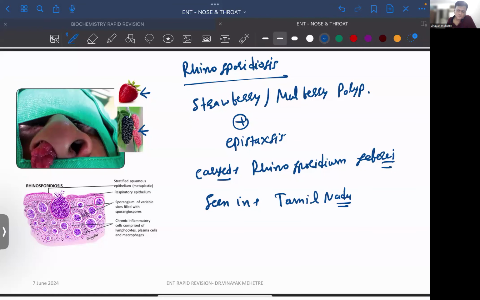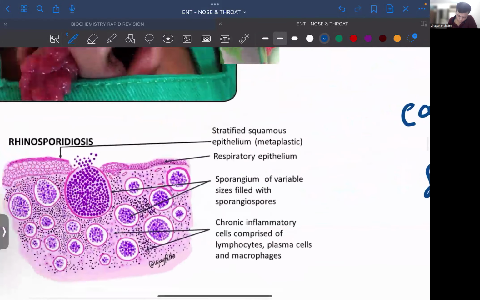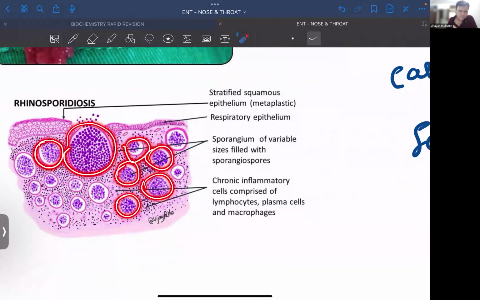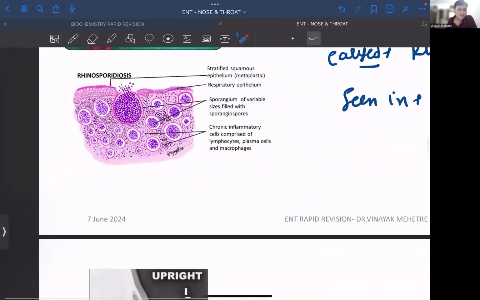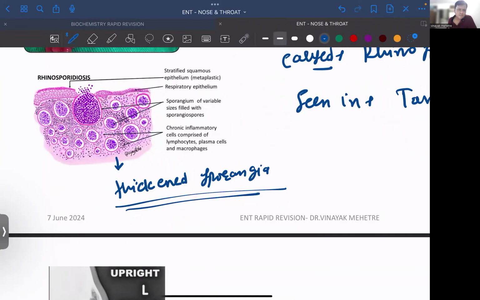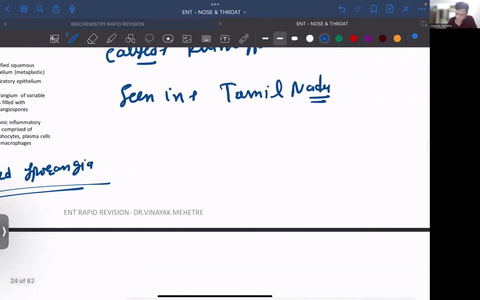Okay, what we are going to see on biopsy? Increased thickened sporangia. Increased thickened sporangia. Okay, that is the hint. Simple line which you will miss. What is going to happen over here? The thickness of sporangia will increase.